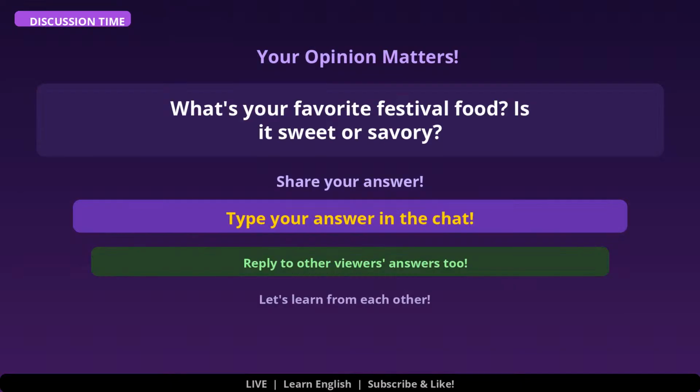Here's something to think about. What's your favorite festival food? Is it sweet or savory? Share your answer. Don't be shy, everyone is learning together.